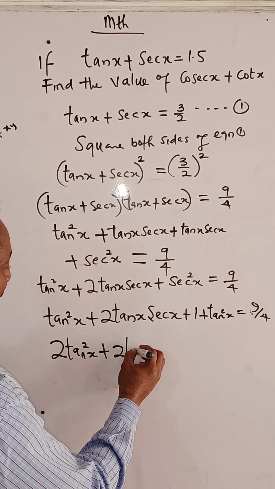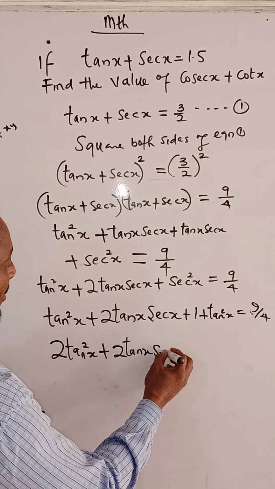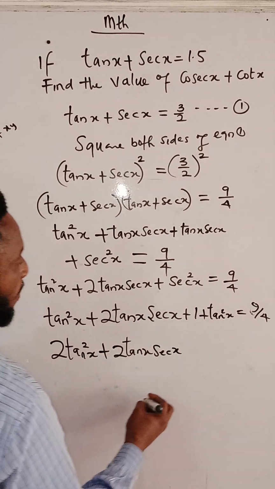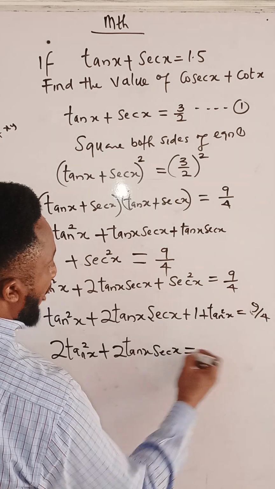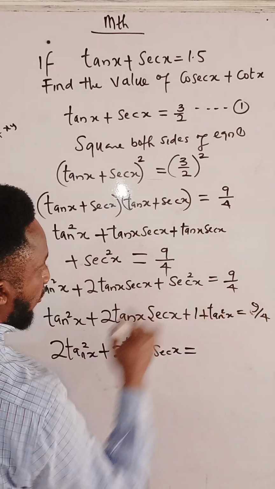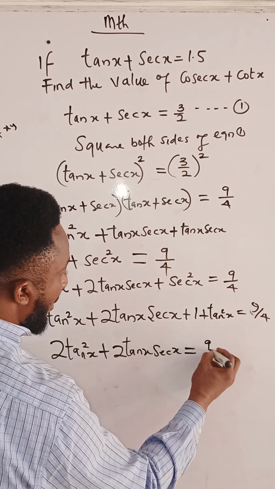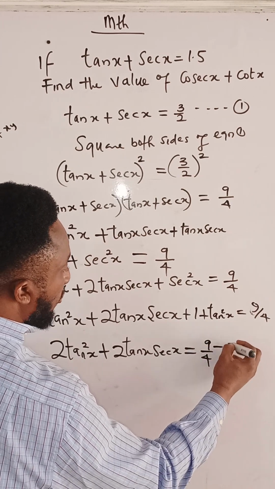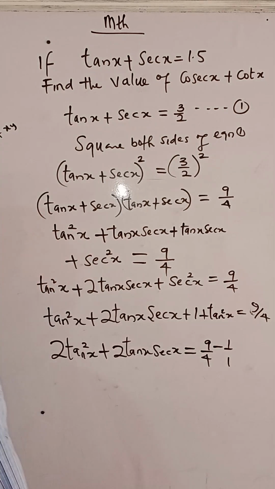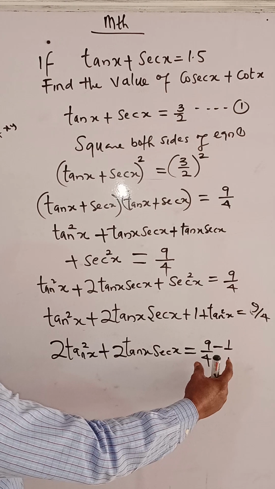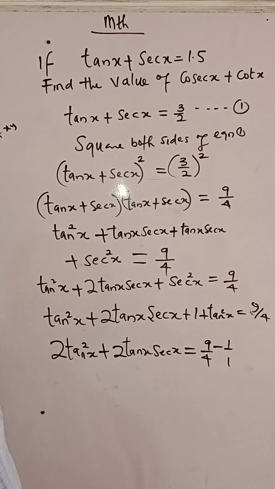plus 2 tan x sec x equal to, this number 1 we carry to go and meet his brother, 4. And that becomes 9 over 4 minus 1 all over 1. Now at this level, we are almost done, because we cannot factorize. But before then, we have a small fraction here. I don't think there's any problem with that.